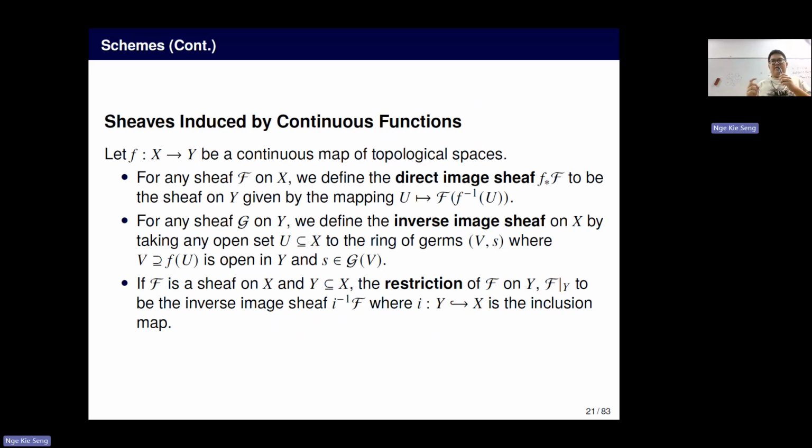Using this inverse image sheaf, we can define restrictions of sheaves. If Y is a subset of X, then we can restrict a sheaf on X to Y. We define it to be the inverse image sheaf i^{-1} F, where i is the straightforward inclusion map.